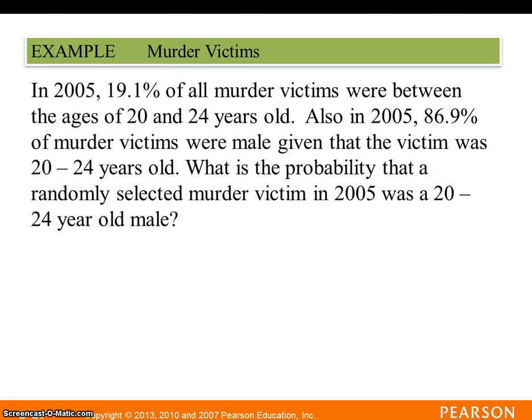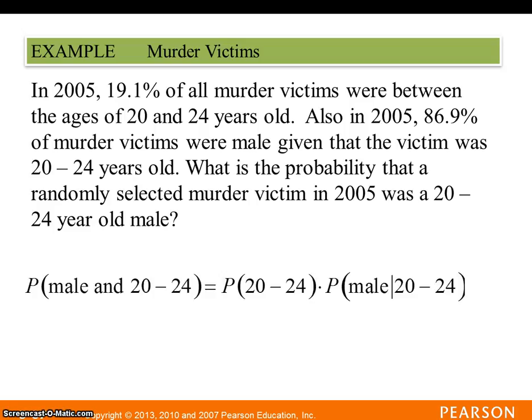So, for example, in 2005, 19.1% of all murder victims were between ages 20 and 24 years old. Also in 2005, 86.9% of murder victims were male, given that the victim was between 20 and 24 years old. What is the probability that a randomly selected murder victim in 2005 was a 20 to 24-year-old male?